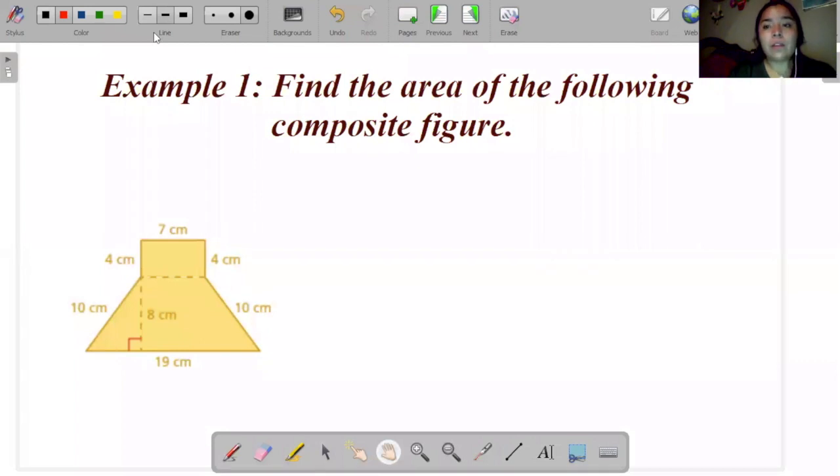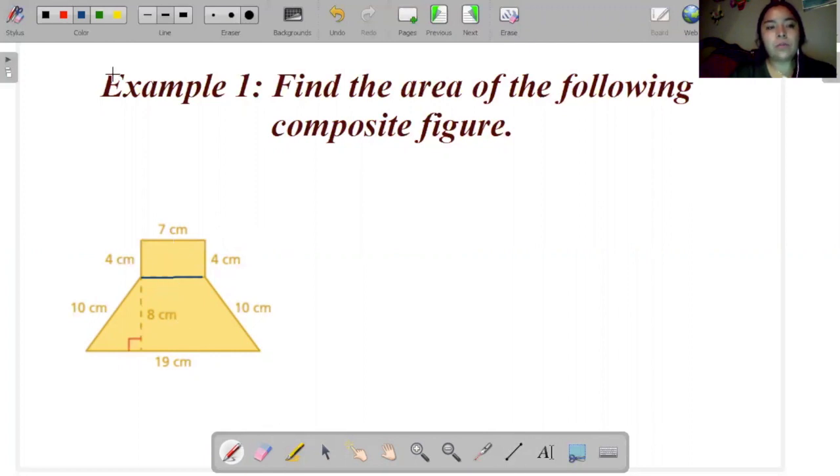So now that we know how to find the area of a composite figure, let's do an example. So it says find the area of the following composite figure. So here we have a composite figure. And as we remember, our first step is to divide the figure into different shapes. So here I can divide this composite figure into a rectangle and a trapezoid. So we have two shapes. So now that we know the two shapes that make up this composite figure, let's find the area of each shape. So let's find the area of the rectangle and the trapezoid.